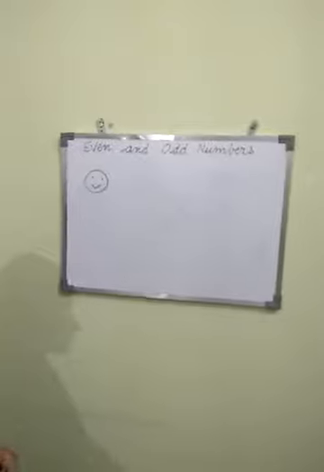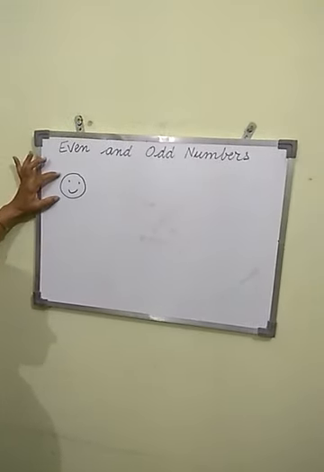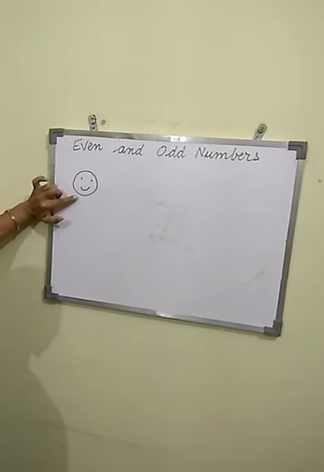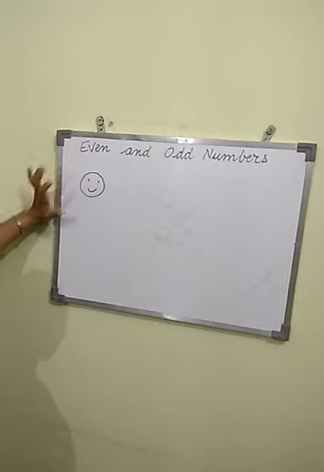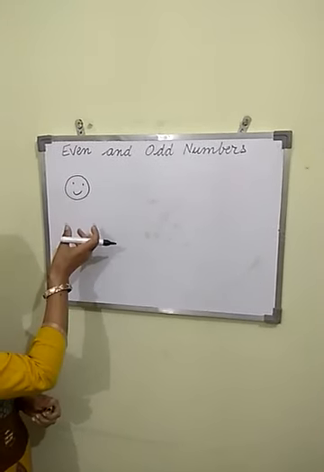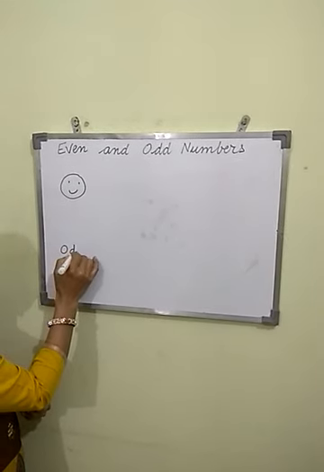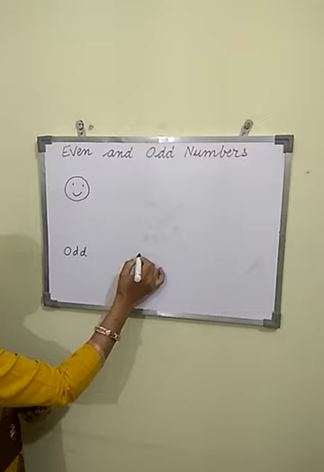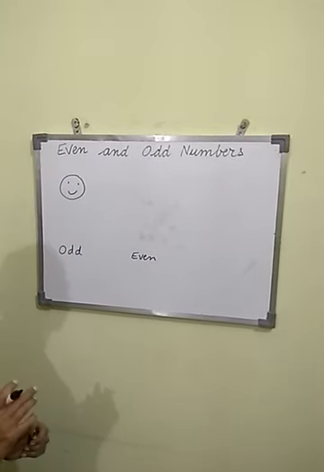Let's learn through an example. We will take one face, one student, we can say. He is alone, feeling odd. Let's write who are feeling odd and who are feeling happy, and to them we give the name even.